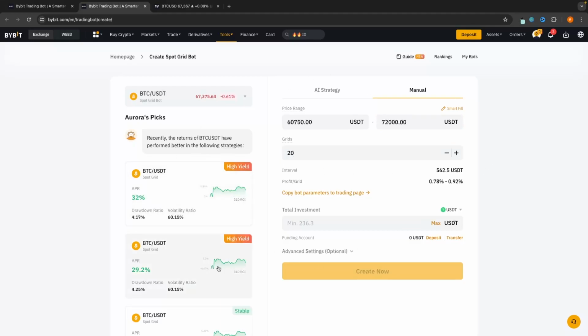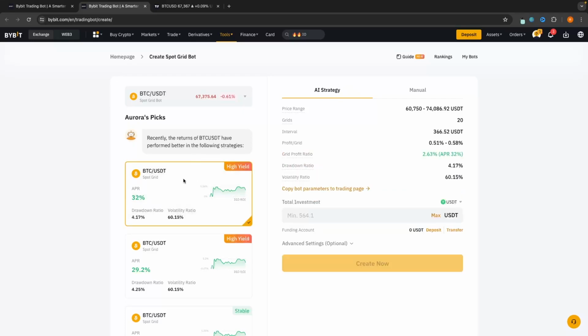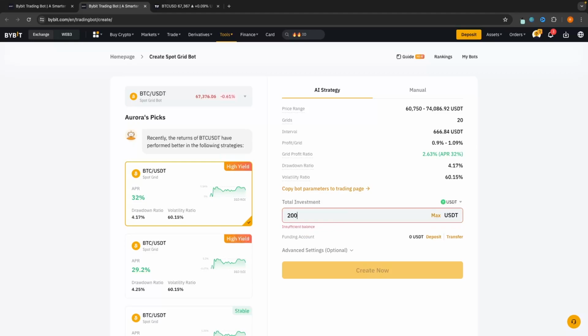So it is completely optional if you want to set this up manually, but I would recommend going with one of the AI strategies. They are backtested by Bybit. For example, we can go for this one, and choose how much we want the bot to be able to trade with. So I could say 200 USDT, and then all I would have to do is click on create now. The reason it doesn't let me is simply because I don't have the funds in my account. But that is how the spot grid works right there.